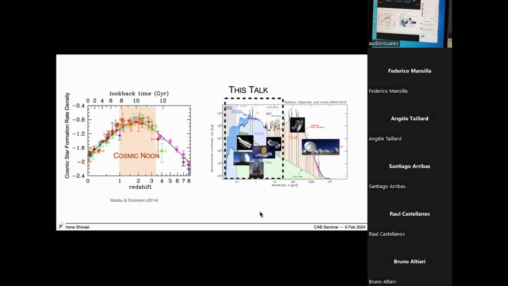So in this talk, I will be mostly focusing on some of the results on the UV to mid-infrared emission of cosmic noon galaxies. In the UV and optical, we look at the attenuation properties and then the reprocessed light in the mid-infrared. I will also have some jumps to much higher or much lower redshifts, just to give you an idea of what James Webb is now bringing to us.